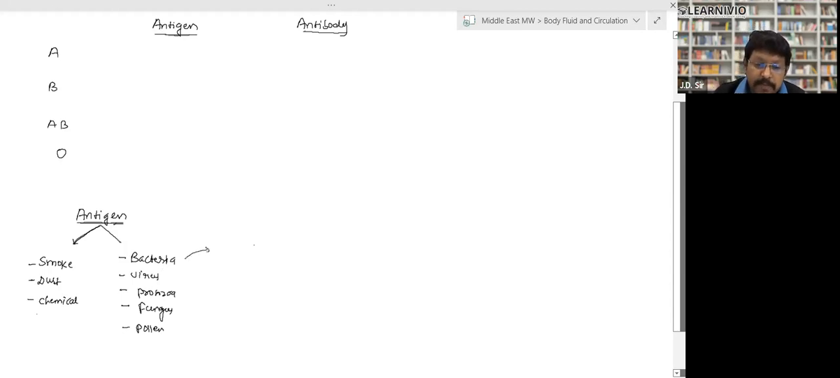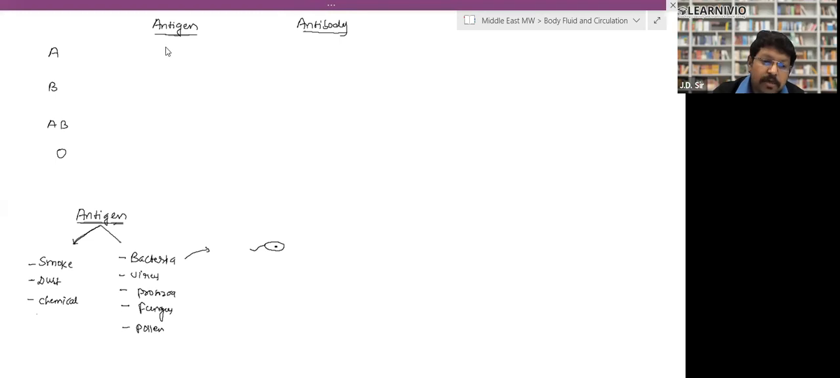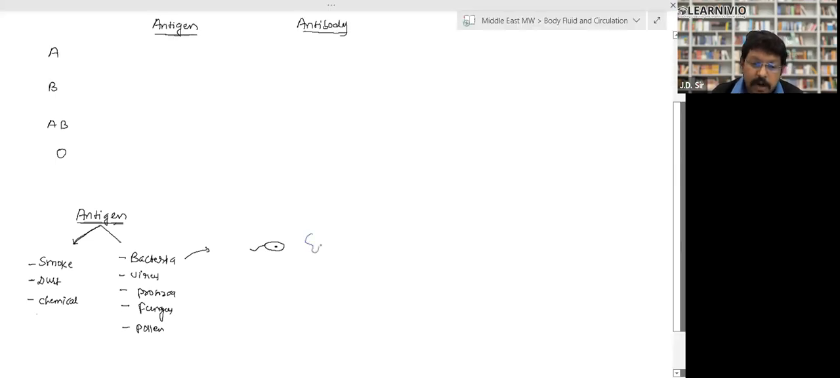Suppose there is a bacteria which is an antigen. When a bacteria enters our body, what will happen? WBC will start searching for them. When the WBC find that these are antigens, some of the WBC will start secreting a particular type of protein against it. When the protein comes in contact, it will kill the bacteria, right? This protein secreted by the WBC is actually called an antibody.